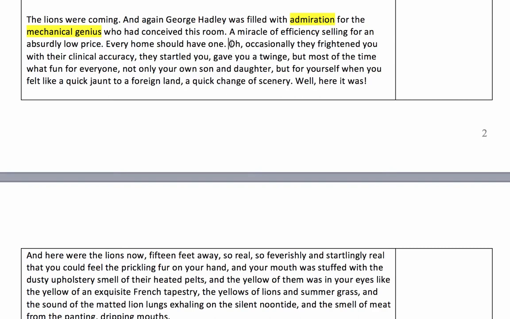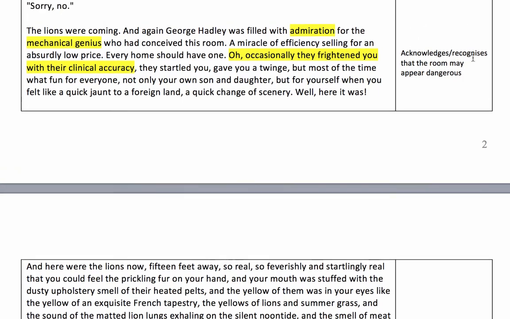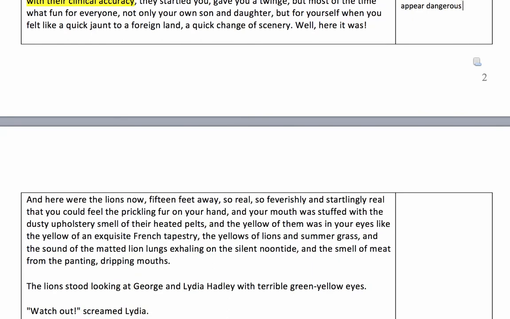So here, occasionally they frighten you with the clinical accuracy. He acknowledges, he recognizes; they mean the same thing. You can pick up some summary words here for substitution. He recognizes that the room may appear frightening or dangerous because it is so realistic. So you begin to fear it, because rooms are not supposed to be like that. So if it's so realistic, you start to get a bit worried.